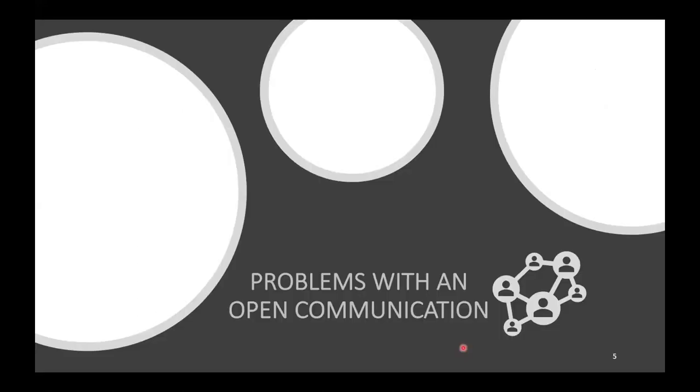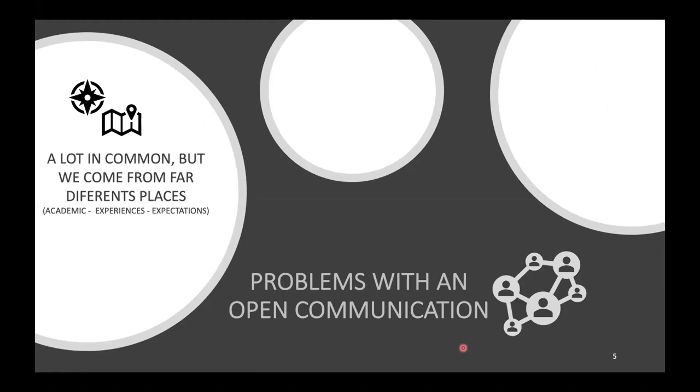In an open communication framework, we can find some problems. Basically, we find three problems. We can think that it's the same thing in three different parts. When so many people are involved, sometimes it can create problems with communication. Principally, we are at the same point at this moment, but we come from different places, so we have different academic formation, experiences in or out of the sport, and different expectations about our job.